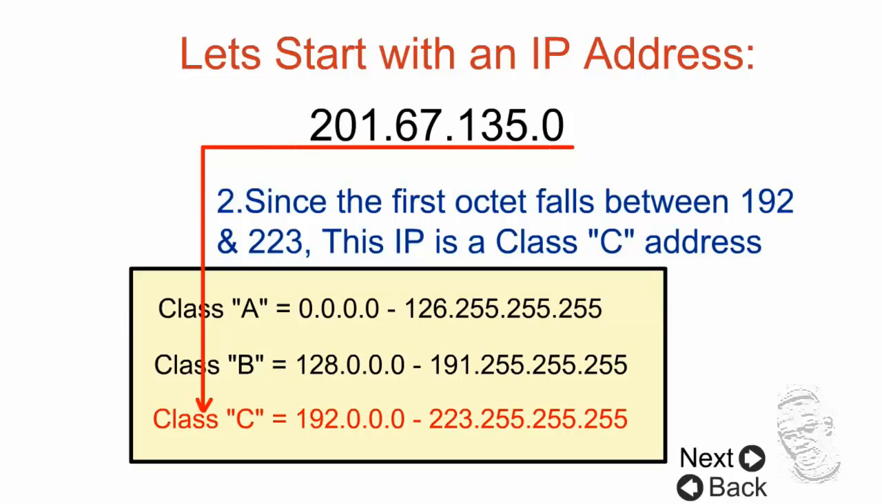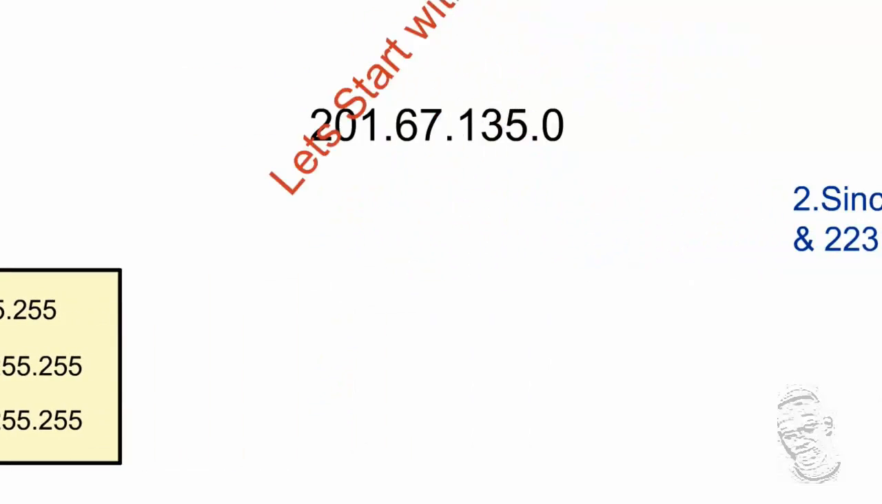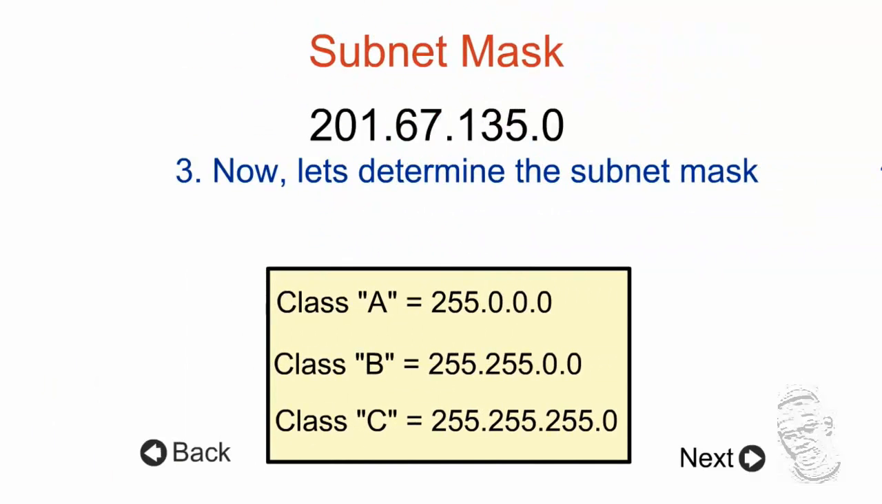So let's move on a little bit to get down into the heart of subnetting, paying attention to that particular IP number that I use as a default. So let's begin. 201.67.135.0. Now let's determine the subnet mask for it.